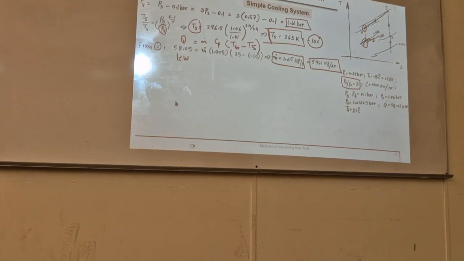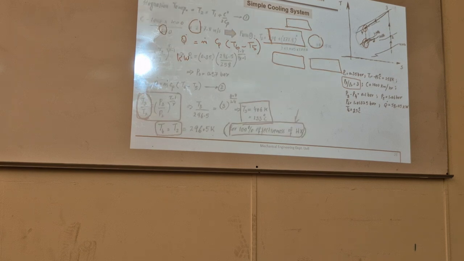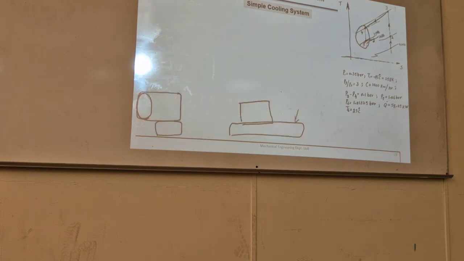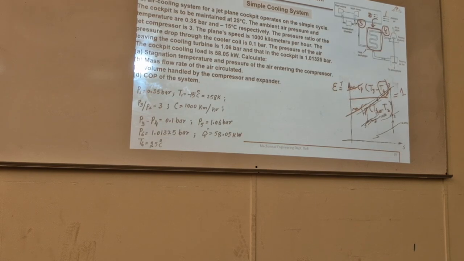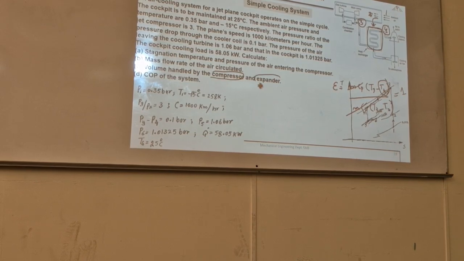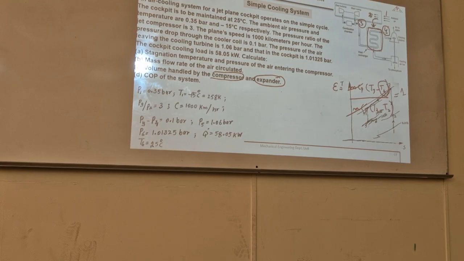What was the next part? Next part was, I think, to calculate the volume handled by compressor. That was the last part C, volume handled by compressor and expander or turbine. What is the volume handled by compressor? Entering or exit, that's the question.